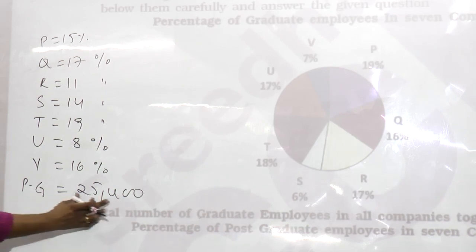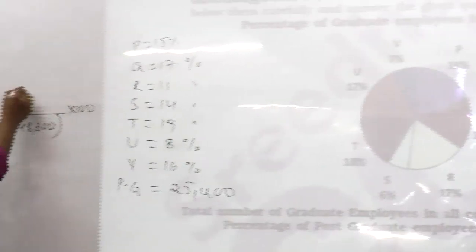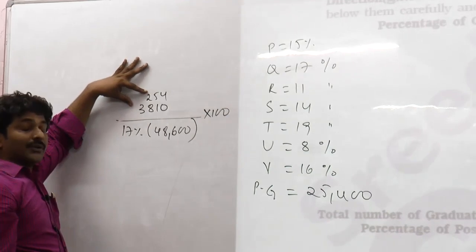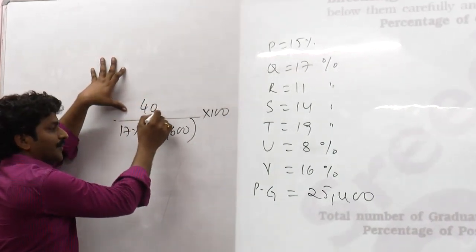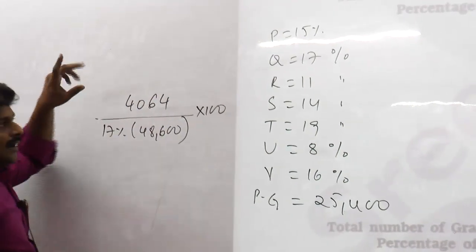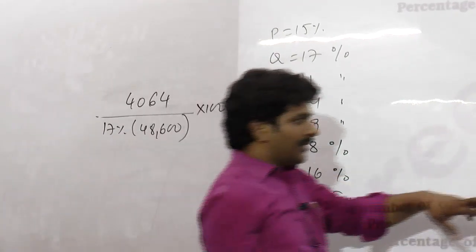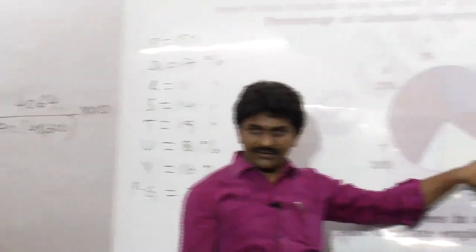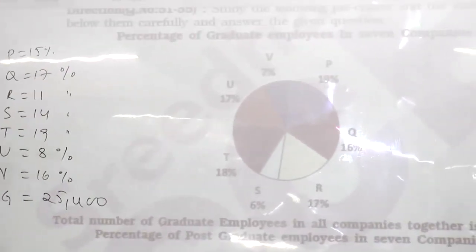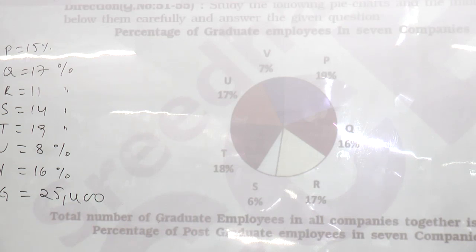3810, 15%. Then again you need to add 254. Then that becomes 4064. And now here for Q, I think previous question we know 16%. We have calculated it. How much is it? 7.